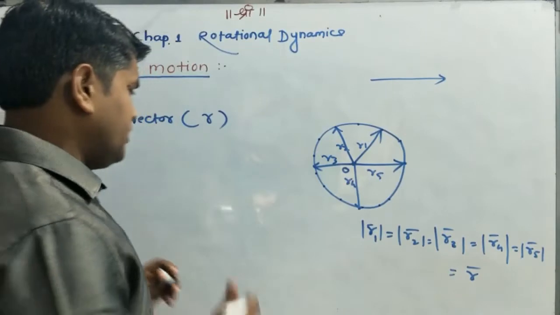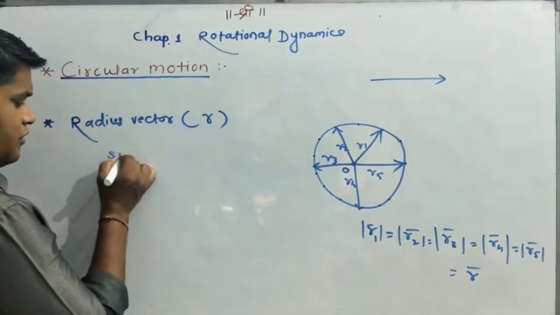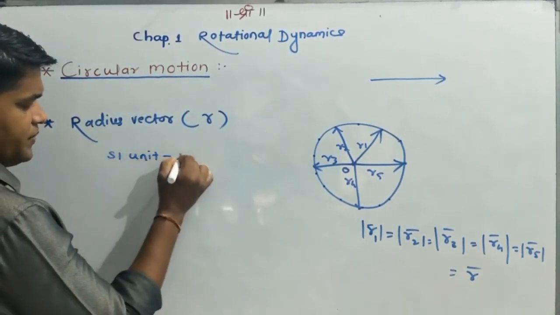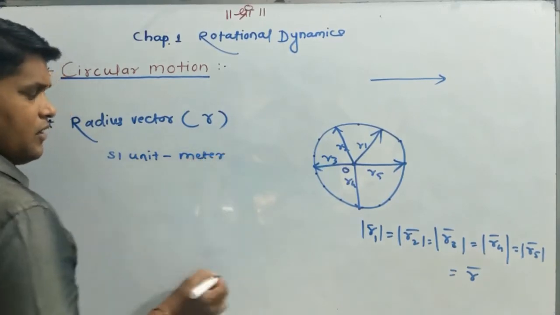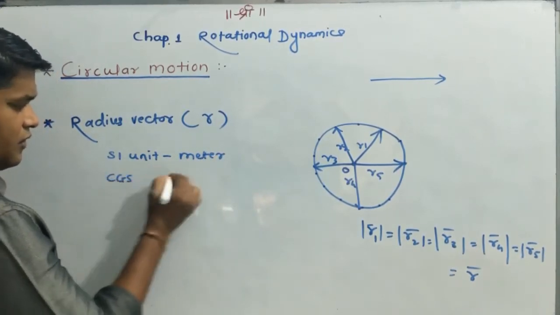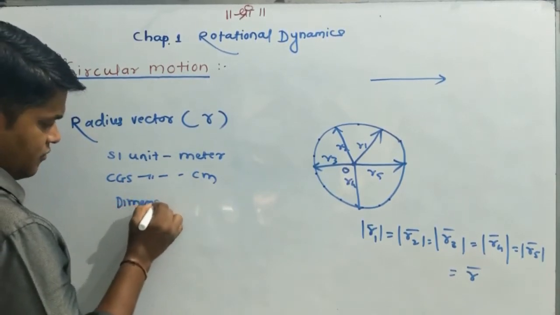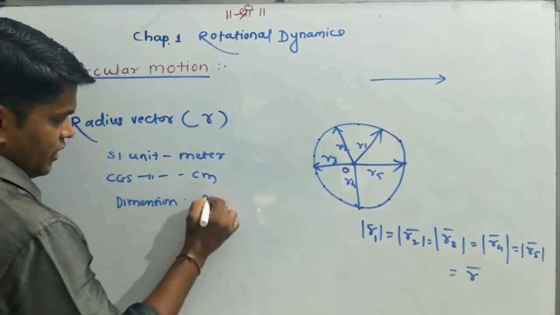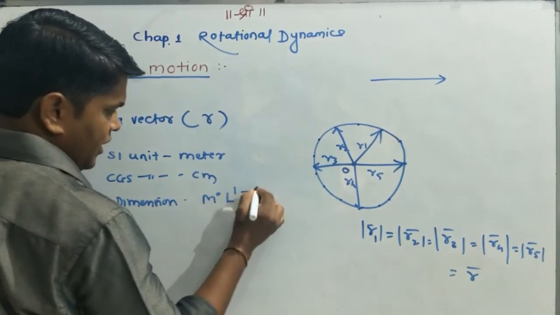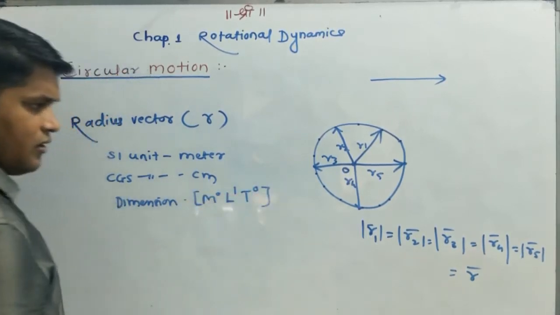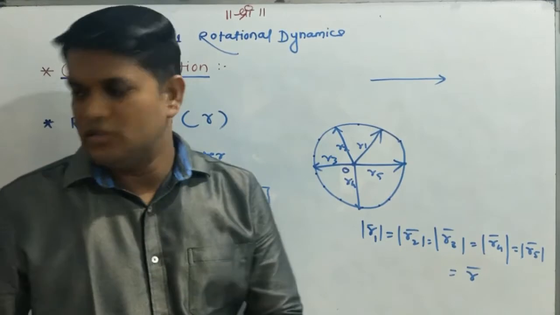So what is the SI unit of radius vector? It is meter. The CGS unit is centimeter. Dimension: it is M0 L1 T0. Understood? This is your radius vector.